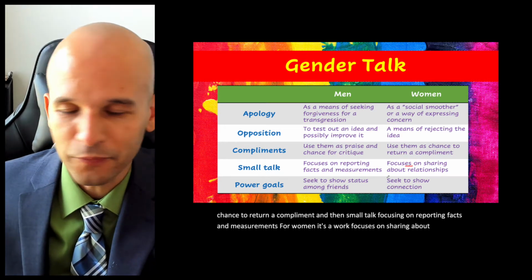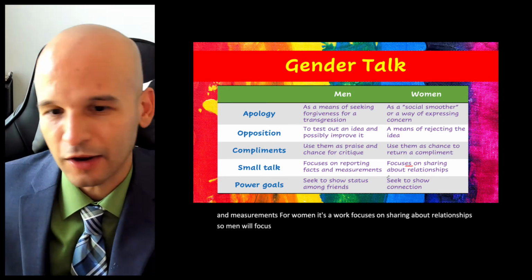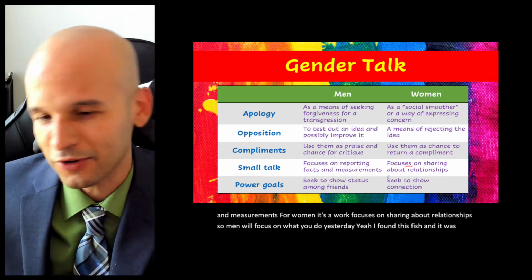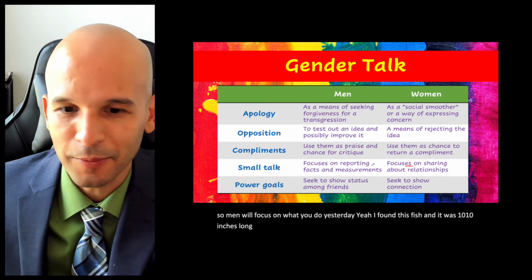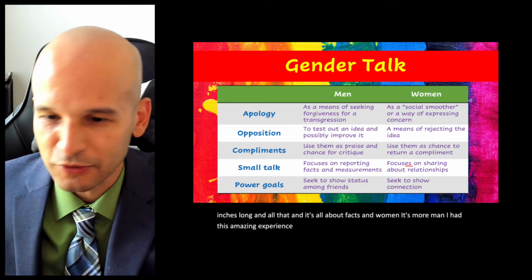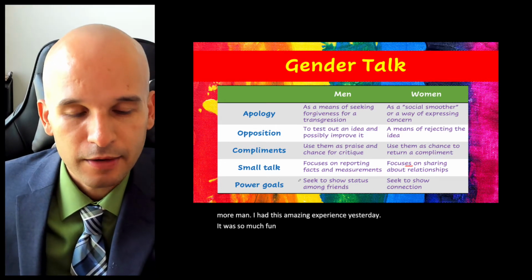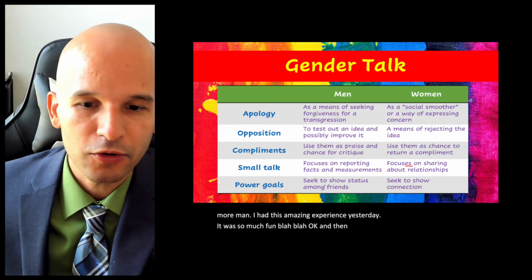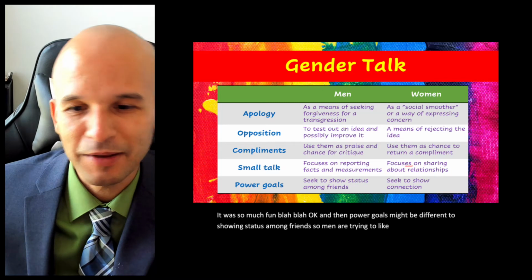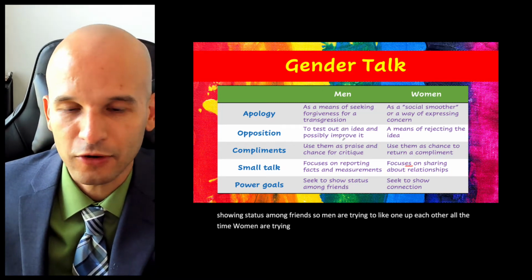So men will focus on, yo, what'd you do yesterday? Oh yeah, I found this fish and it was 10 inches long, and all that, and it's all about facts. And for women, it's more like, man, I had this amazing experience yesterday. It was so much fun, and so on. Okay. And then power goals might be different too, showing status among friends. So men are trying to one-up each other all the time. Women are trying to find connection.